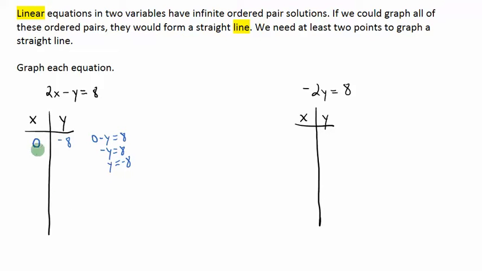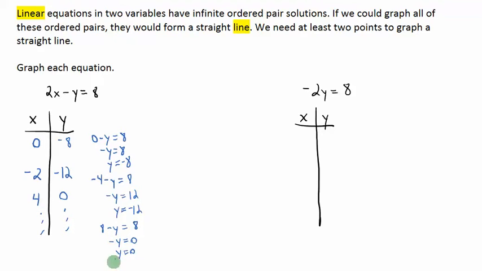Then let's use another one. Let's say x is negative 2. Then I'd have 2 times negative 2 is negative 4, minus y equals 8. Add 4, so negative y equals 12. Divide by negative 1, and y equals negative 12. So I get another ordered pair. And let's say I plug in 4 for x. Remember, there's an infinite number of these, so I can pick whatever I want. So if I plug in 4 for x, 2 times 4 is 8. So I get 8 minus y equals 8. Subtract 8 from both sides, and divide by negative 1, and I get y equals 0.